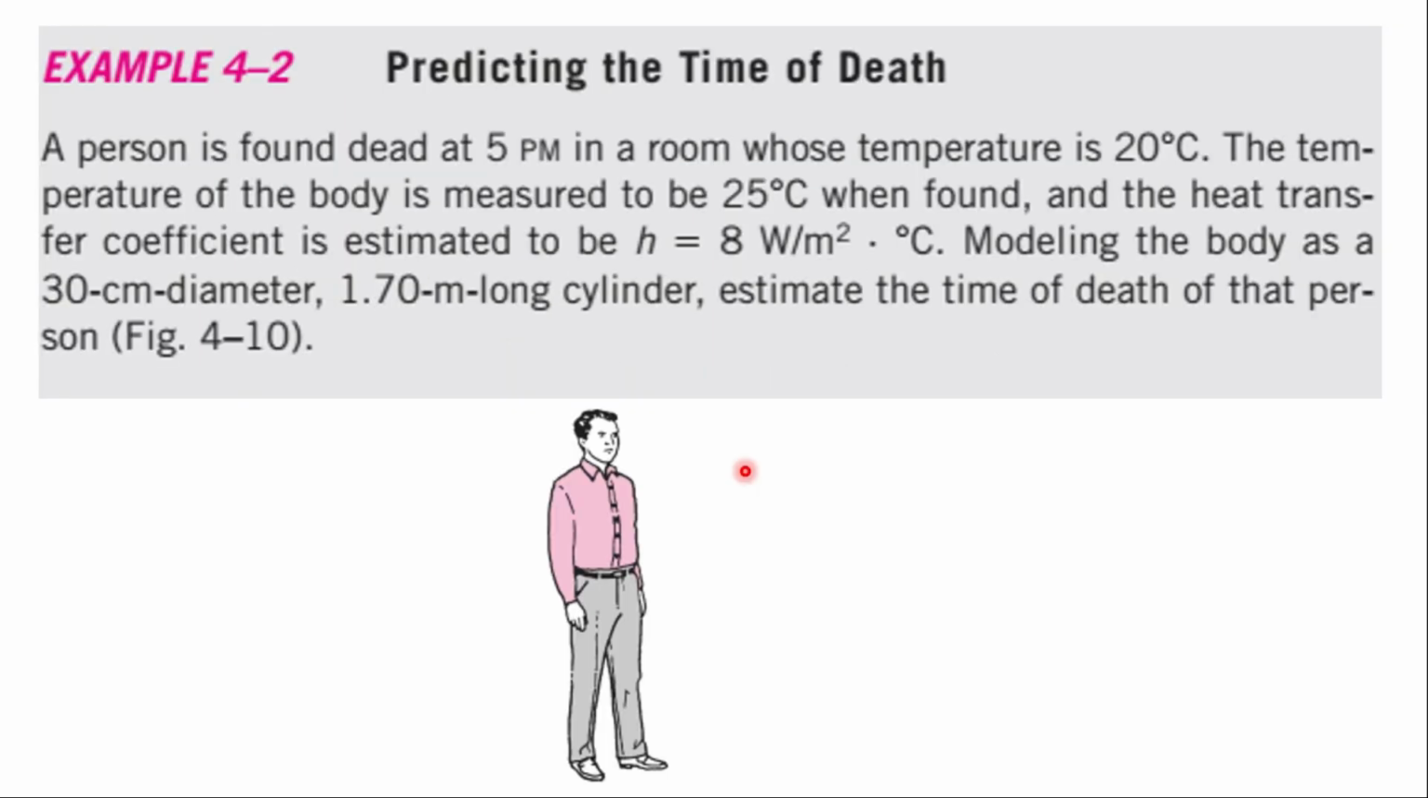Here is another example which involves predicting the time of death. For example, a person is found dead at 5 p.m. in a room whose temperature is 20 degrees centigrade, whereas the temperature of the body is measured to be 25 degrees centigrade when found. The convective heat transfer coefficient is estimated to be h equal to 8 watt per meter square per degree centigrade, modeling the body as a 30 centimeter diameter and 1.7 meter long cylinder. So these are the dimensions of that particular dead body. Estimate the time of death of that person.